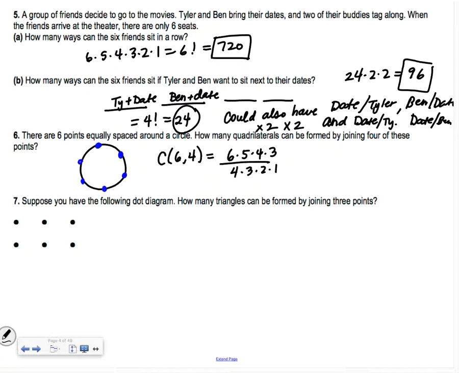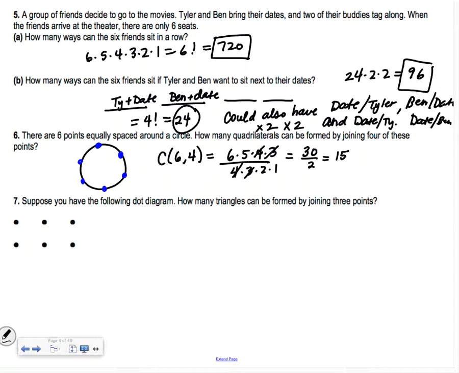Right, it's like the permutation divided by the number of ways you can rearrange the 4. And then would you divide it by 6? Or are you counting like a same shape but in a different position instead of a different shape? Yeah, those are going to be different, yeah. So you get 15. All right, now I did a lot of work there with my cancellation.